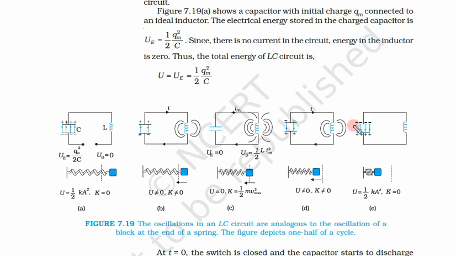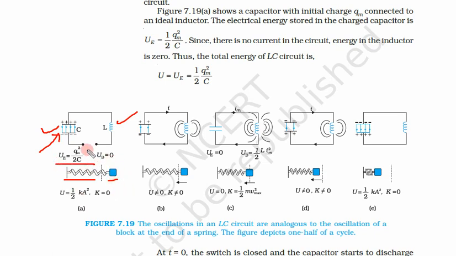So we are comparing oscillations in an LC circuit to mechanical oscillations in a mechanical oscillator. This is a spring connected to a mass. Here we have a capacitor and an inductor. Initially this circuit was not connected, which means no current is flowing, and we have disturbed this circuit by adding some charge. Here we have disturbed the spring by pulling it out from its mean position.